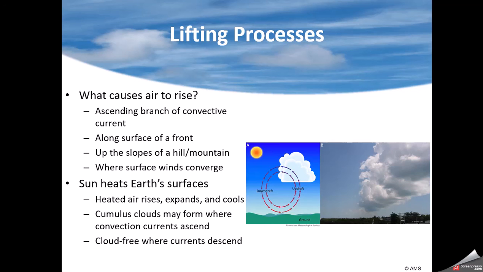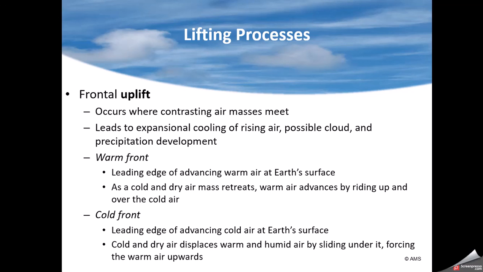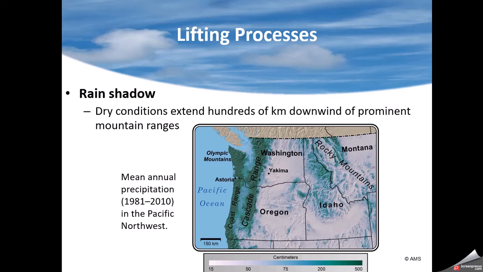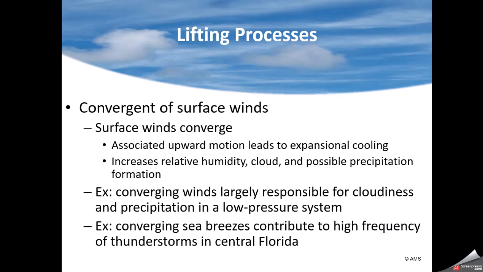There are different things that cause rising motion: sun's heating, convection, frontal uplift like warm and cold fronts. Mountains can definitely cause it. And they can even cause rain shadows, where lifting mechanisms sink where the air comes across the mountain, like happens out in the Pacific Northwest. And it can even happen in the Appalachians. Winds getting together, converging like we have with the sea breeze. We're going to talk about that more.